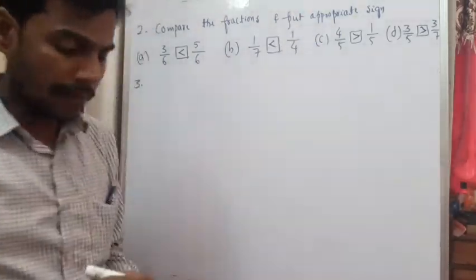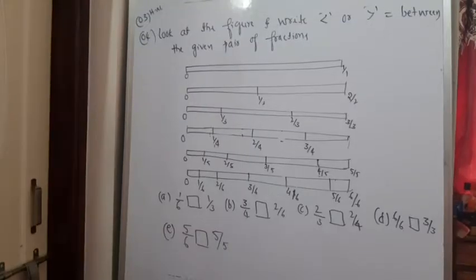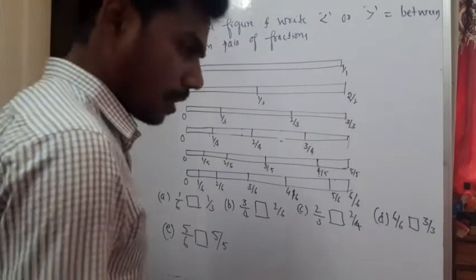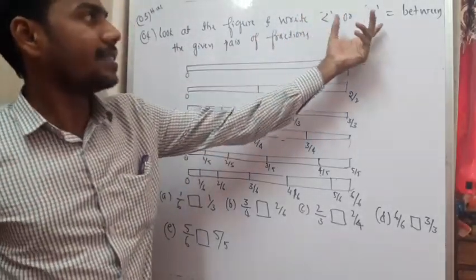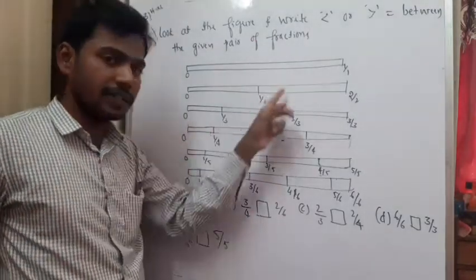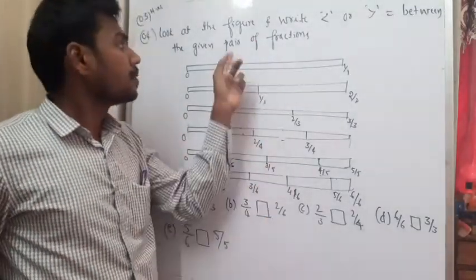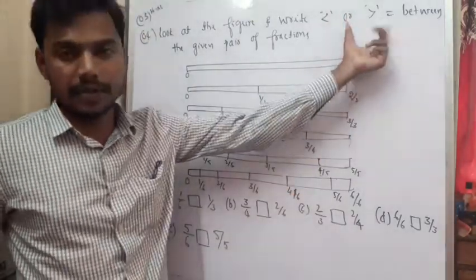Let me copy the question. So third question will be your homework. You need to do it on your own. Fourth question, look at the figure and write these symbols between the given pair of fractions. These are the pair of fractions. This is the figure that is given to us. So we need to fill this particular gap with the appropriate sign.